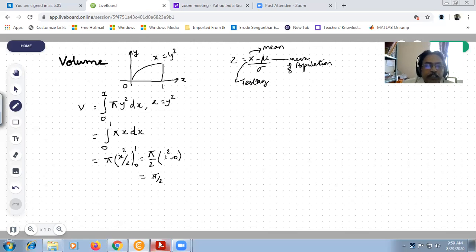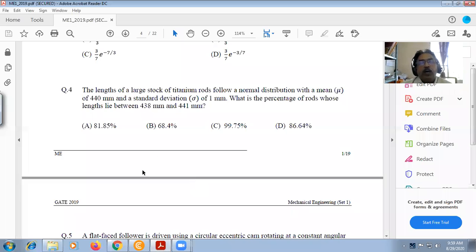So we shall discuss the problem. The length of a large stock of titanium rods follows a normal distribution with mean μ, which is the population mean, 440 mm, and standard deviation σ of 1 mm. What is the percentage of rods whose lengths lie between 438 mm and 441 mm? So we have to find the percentage of rods which are available in this range.